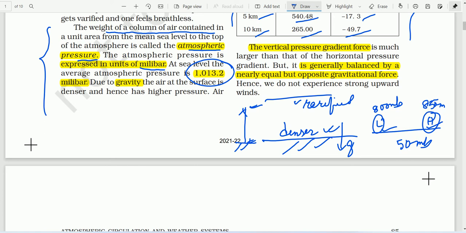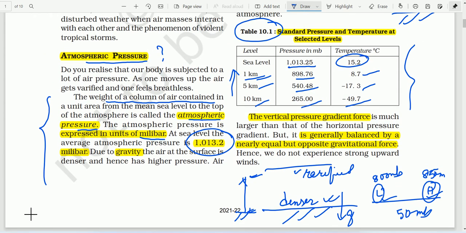So it is very, very large, as we see here. We have learned that for every 10 meters of ascent, pressure will differ by 1 millibar. So it is very great. But this vertical pressure gradient is generally balanced by the nearly equal and opposite gravitational force. So on the one hand we have the pressure gradient, that means pressure decreases upwards, but this decrease in pressure will be balanced by gravity.